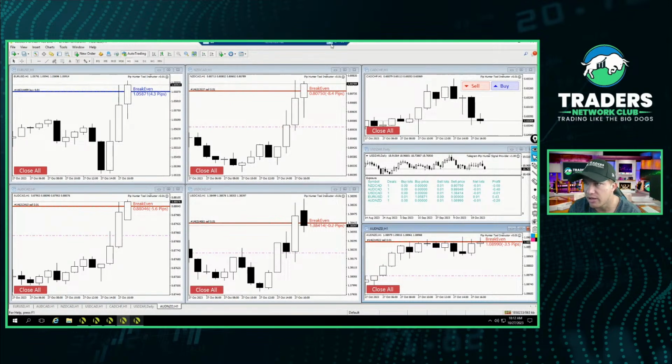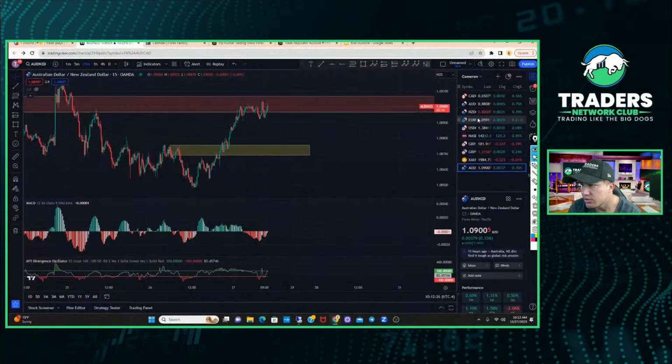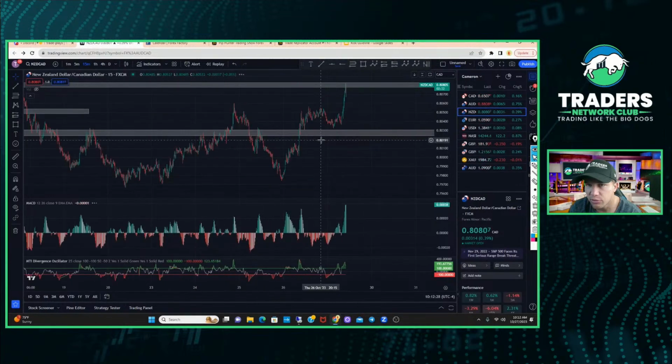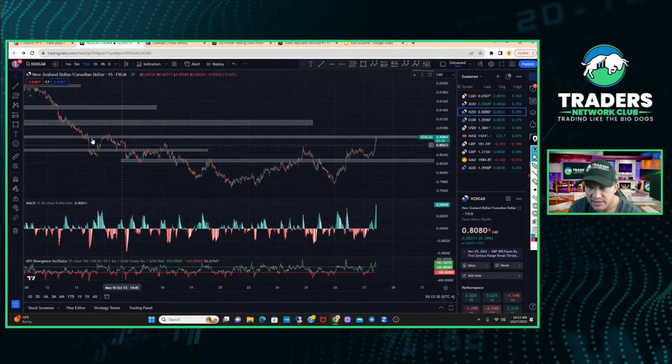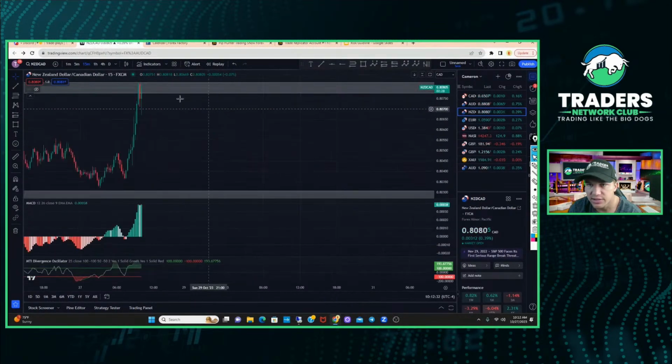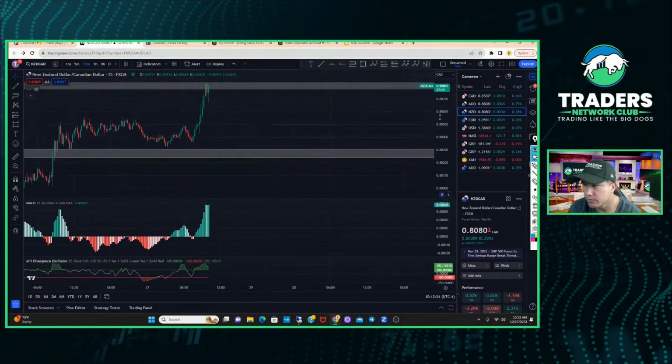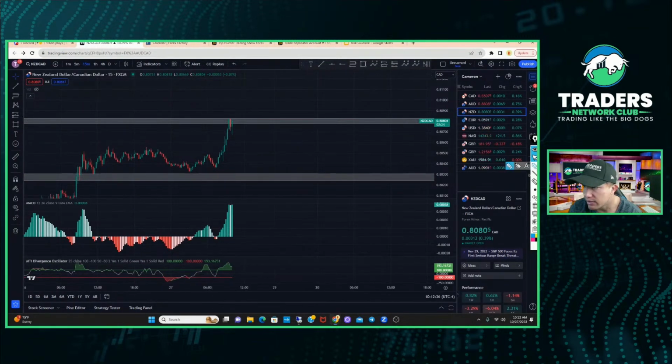So not really much moving besides the New Zealand CAD. So let's break down the New Zealand CAD here, where we're selling. Price is still continuing to move, and price is still in that area of resistance. Okay, so not too worried about it. Price is still in this area, so we're not really seeing price showing bullish momentum above this area. So not really too worried about that.